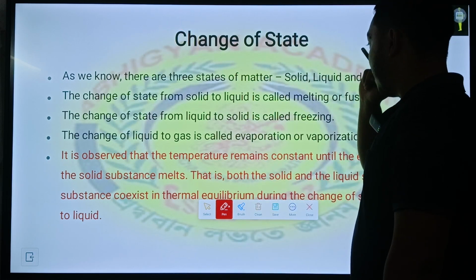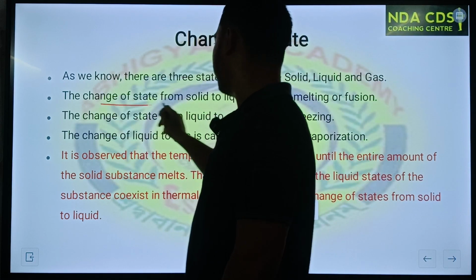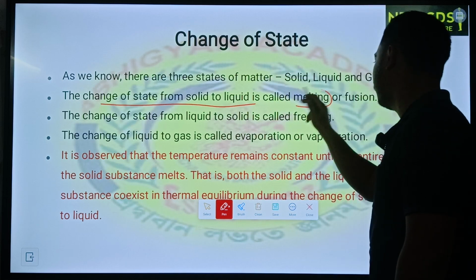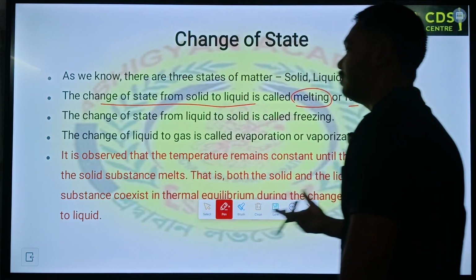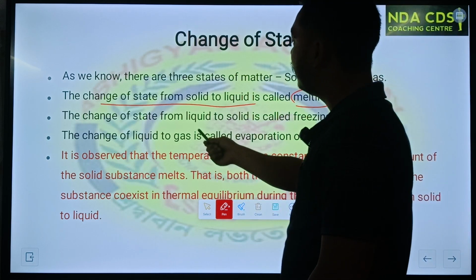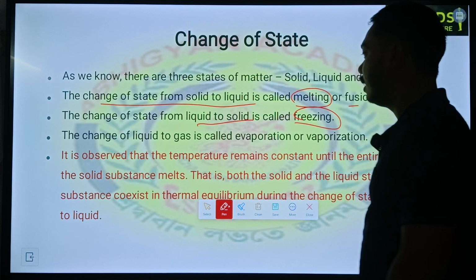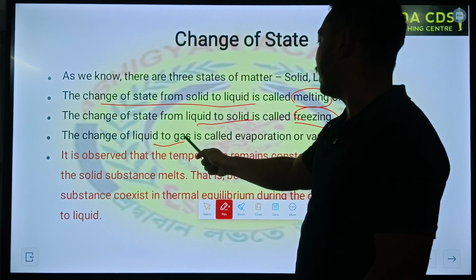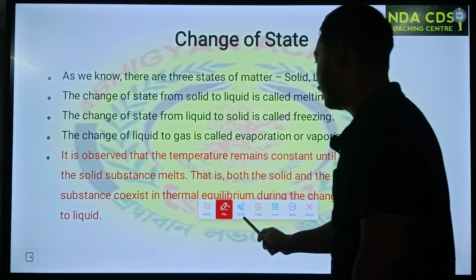Anyway, first of all, I mean you know this, but still we have to go through change of state. From solid to liquid is what we call melting or fusion. Write it if you want, or don't, you know this thing. Liquid to solid, freezing. Change of liquid to gas, evaporation or vaporization.